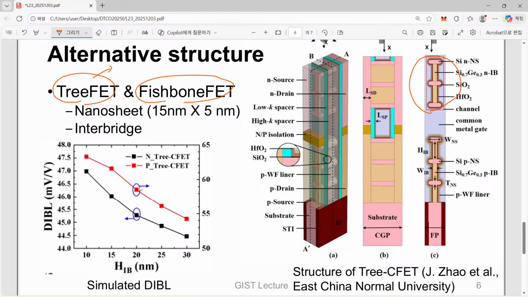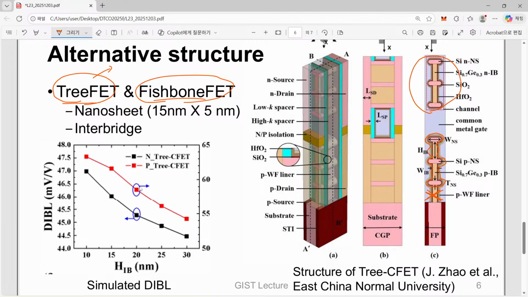Even for PMOSFET, there is another suggestion that does not allow this kind of interbridge, so just have this tri-gate FET for the PMOSFET side. But anyway, in this one, they suggest the combination of a tri-gate FET and fishbone FET. Simply speaking, it is not that difficult to make actually.